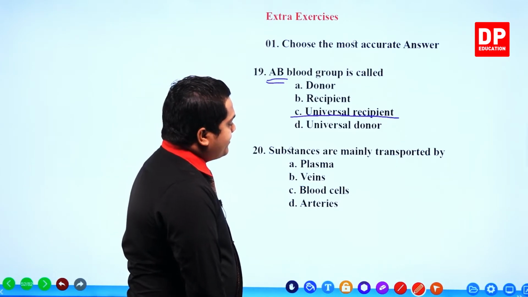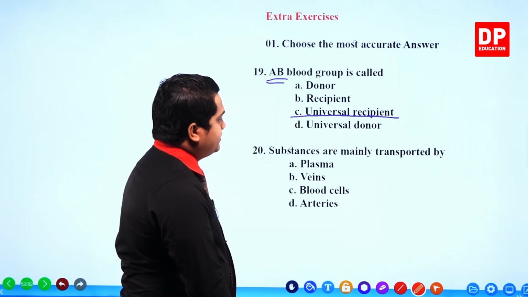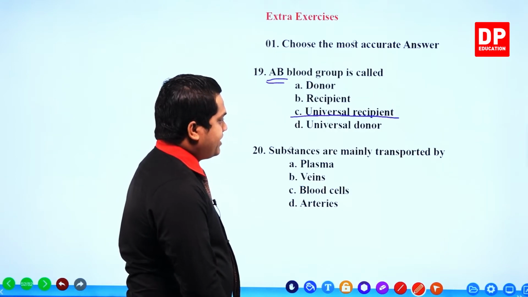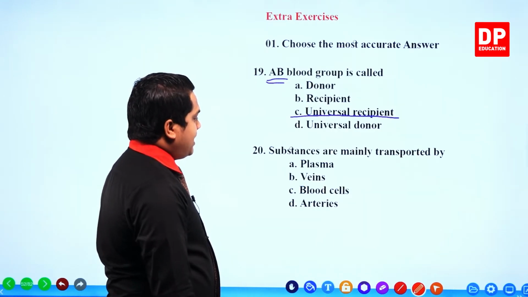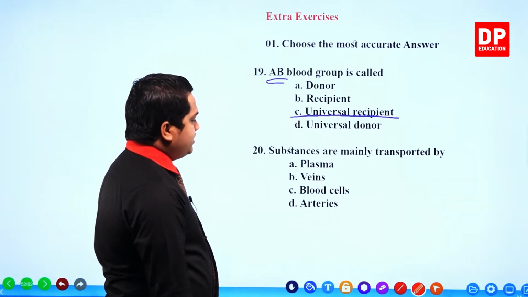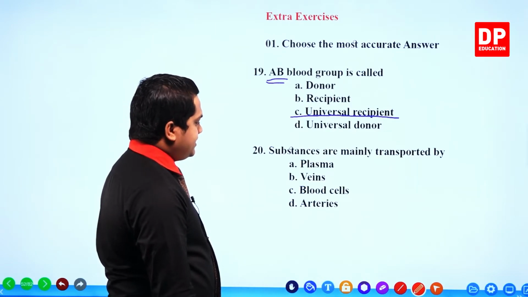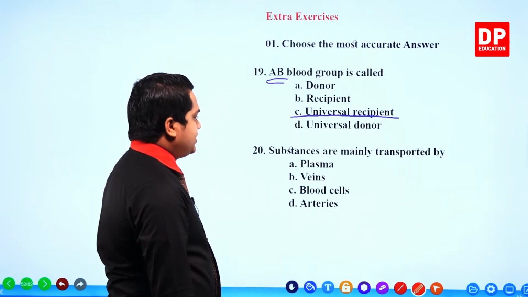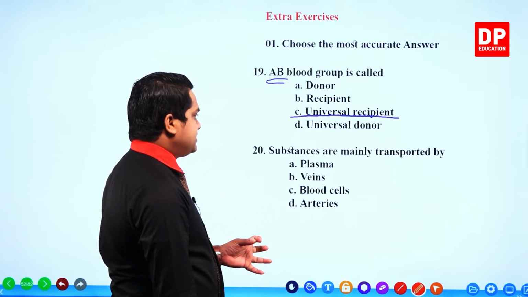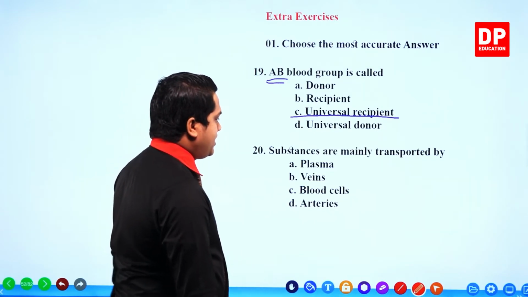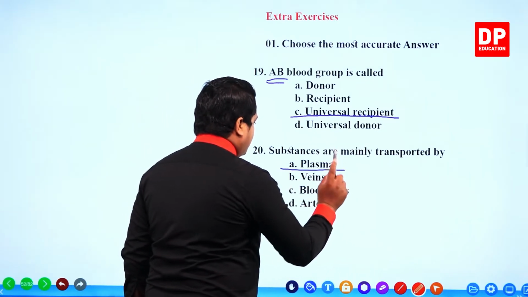Substances are mainly transported by plasma, veins, blood cells, arteries. So you know that substances are mainly transported by blood plasma.